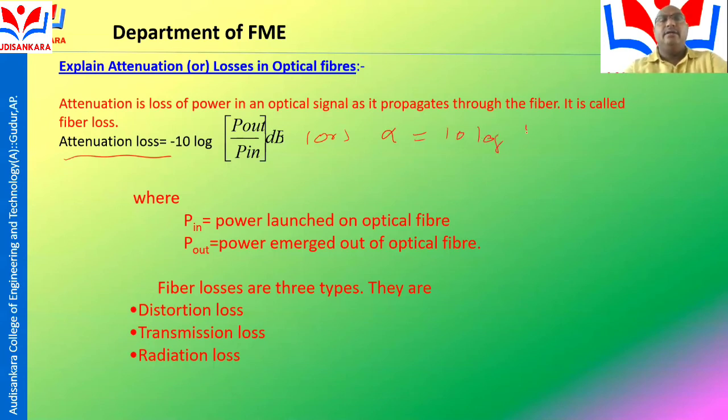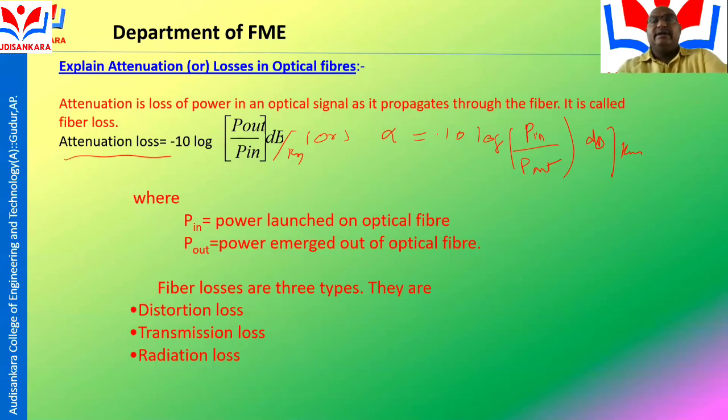10 log P in by P out decibels per km. Here also decibels per km. So the sign changes because P out by P in gives minus, and P in by P out gives plus. The attenuation coefficient may be defined as the ratio of the input power of the signal to the output power of the signal. Here P in is the power launched into the optical fiber, and P out is the power out of the optical fiber.